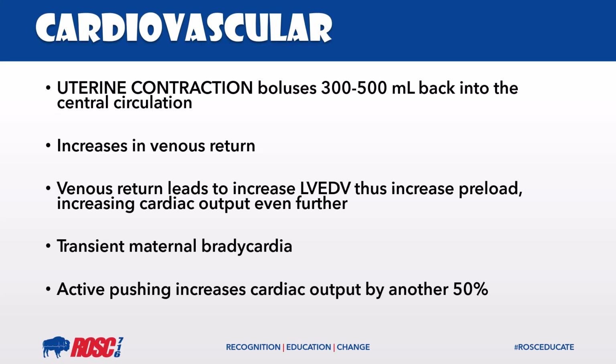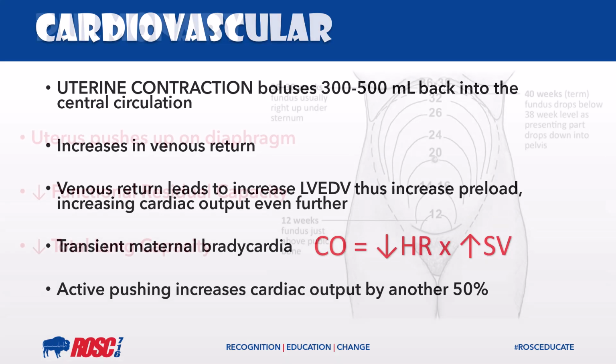Let me explain by displaying our formula one more time. We remember that cardiac output equals heart rate times stroke volume. If we increase stroke volume, our body says, whoa, slow down. We can decrease our heart rate to maintain a normal cardiac output. And then in addition to that, when mom actively pushes, cardiac output can increase by another 50%. These are drastic hemodynamic changes that we need to keep in mind.